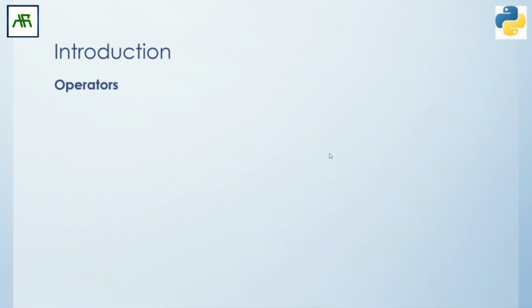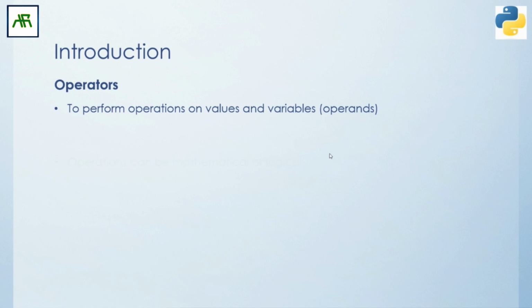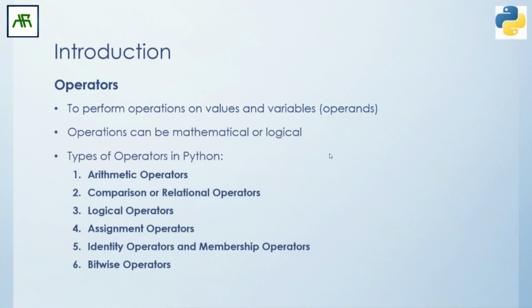Next, we'll see operators. Operators are used to perform operations on values and variables. These operations can be mathematical, logical, comparison, and so on. Here is a broader list of operators in Python. One is arithmetic operators, second is comparison and relational operators, third is logical operators, assignment operators, identity operators and membership operators, and bitwise operators. We'll look at one by one.